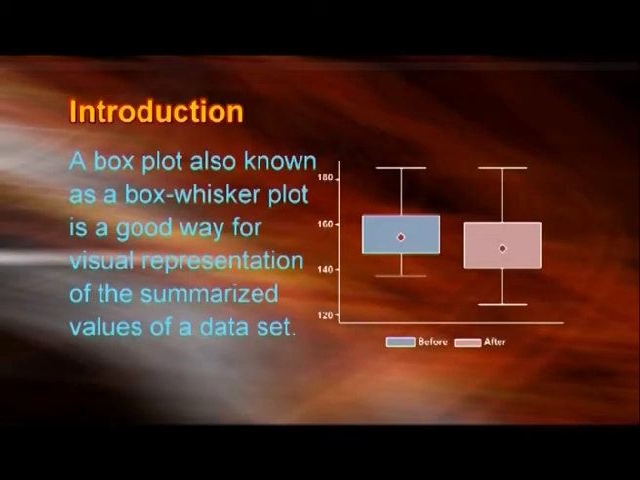In descriptive statistics, it is assumed that data points are clustered around some central value. Hence, the data are generally summarized around these values. A Boxplot, also known as a Box-Whisker plot, is a good way for visual representation of summarized values of a data set.